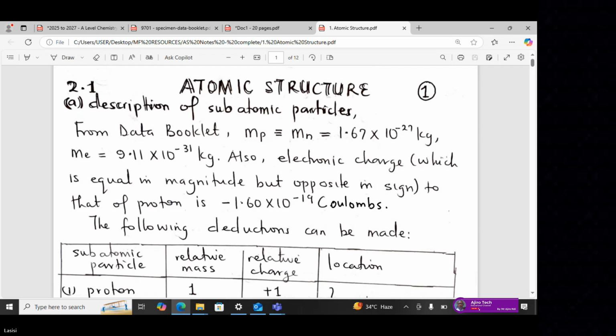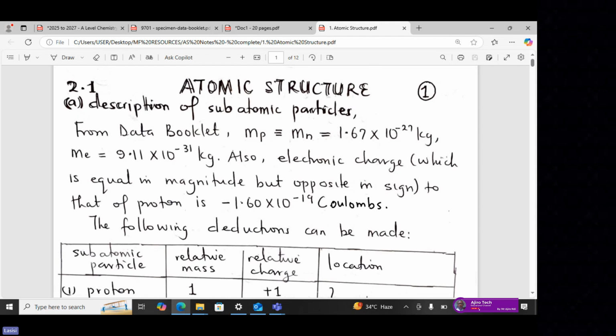Also, the electronic charge is equal in magnitude but opposite in sign to that of a proton. The electron is minus 1.60 times 10 to the power minus 19. What will the proton now be? Plus 1.60 times 10 to the power minus 19. We are saying that proton and electron have the same value, but they have opposite sign. Do you get the point now?